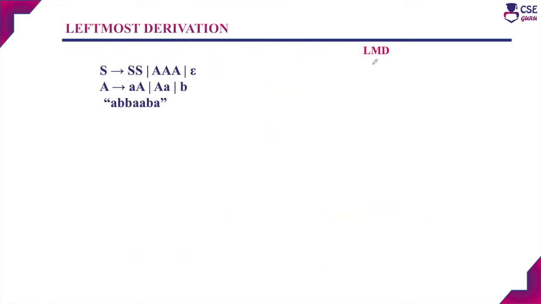So first we will show the leftmost derivation for the string. Leftmost derivation is nothing but always choosing the leftmost non-terminal to apply the production rule. The derivation starts with the start symbol, S. So S derives, we will apply the production rule, S derives A.